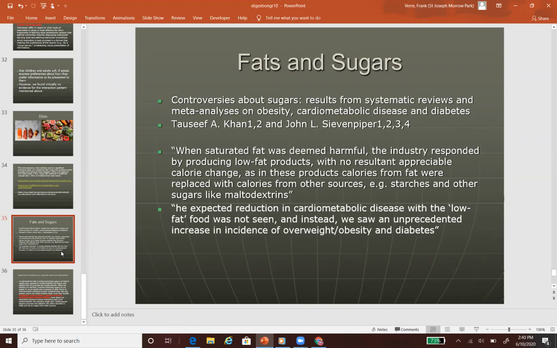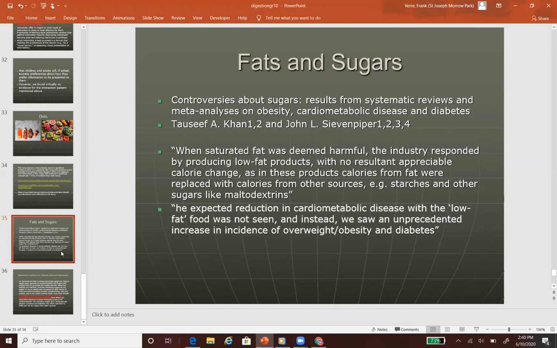So if you look at the second point, it says when saturated fat was deemed harmful, the industry produced low-fat products. You obviously see this often advertised in stores, low-fat products. But the problem is with these low-fat products, they often put a lot of other stuff in it. So they basically replace the calories from fat with other things.